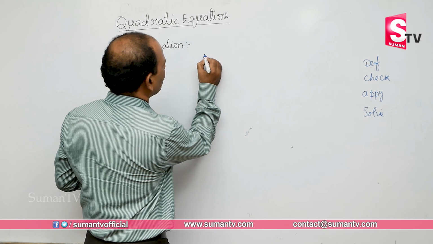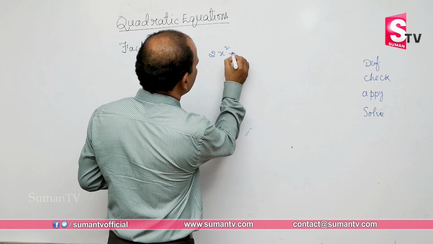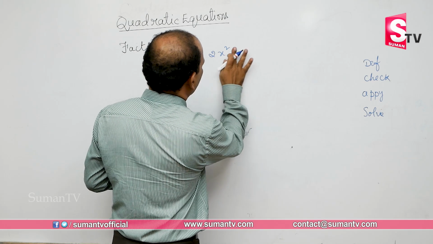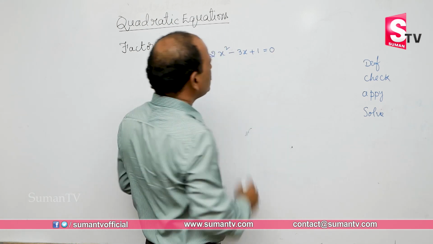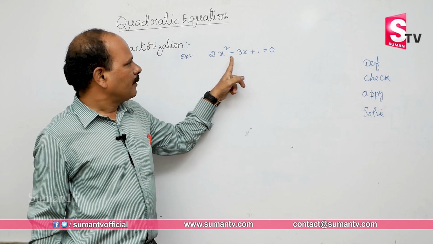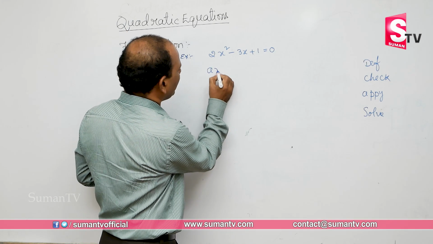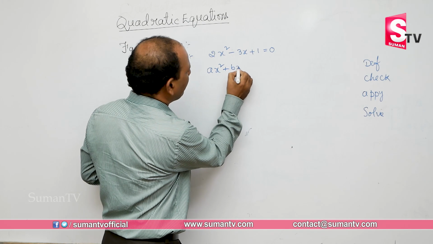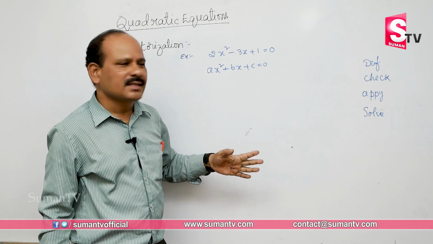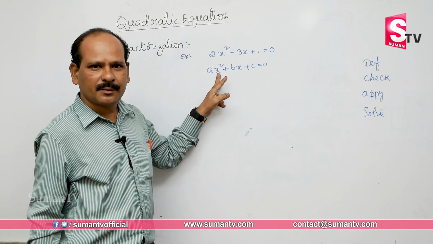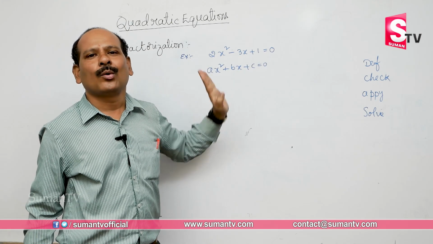Let us say one example problem. 2x square minus 3x plus 1 is equal to 0. This is in the form of ax square plus bx plus c is equal to 0. Now we can blindly say it is a quadratic equation. Why? Because the x square term is there in this equation. So we can say this 2x square minus 3x plus 1 is equal to 0 is a quadratic equation.